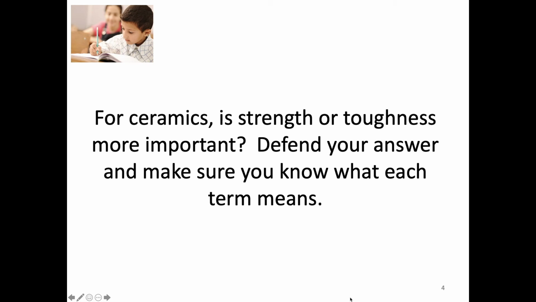So for ceramics, what I want you to think about is: is strength or toughness more important? The first thing to do with this question is to look up the definitions of strength and toughness. They should be in our textbook. Then figure out which one you think is more important, and make sure you defend your answer. And again, know what those terms are. So go ahead and pause the video, think about this, write your answer in the questions for today, and then come back and we will discuss.